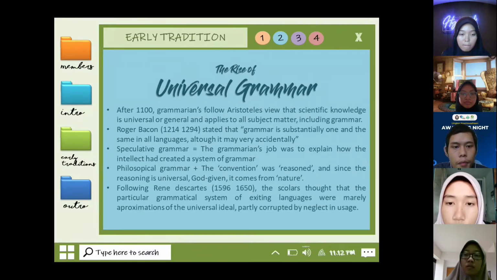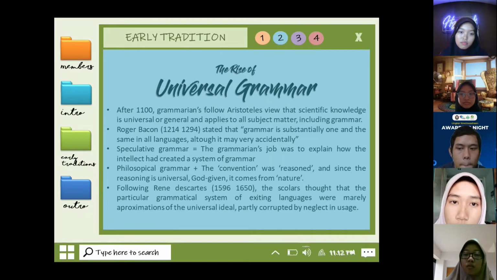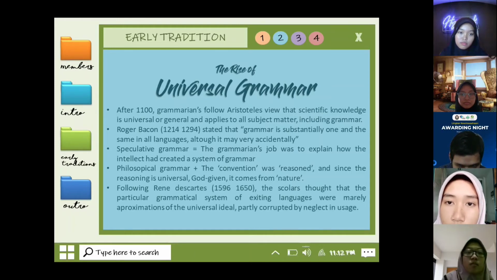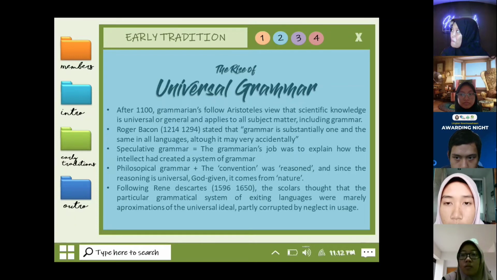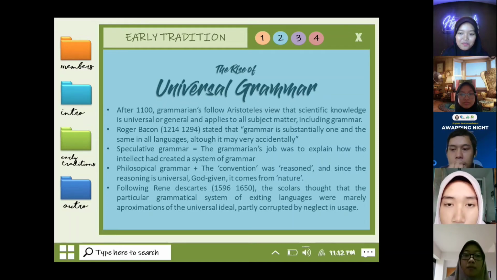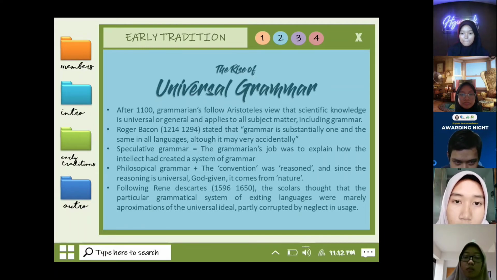Next one is the rise of universal grammar. Universal grammar is a theory proposing that humans possess innate faculties related to the acquisition of language. The definition of universal grammar has evolved considerably since it was first postulated, and moreover since the 1940s when it became a specific object of modern linguistic research. It is associated with work in generative grammar and is based on the idea that certain aspects of syntactic structure are universal.